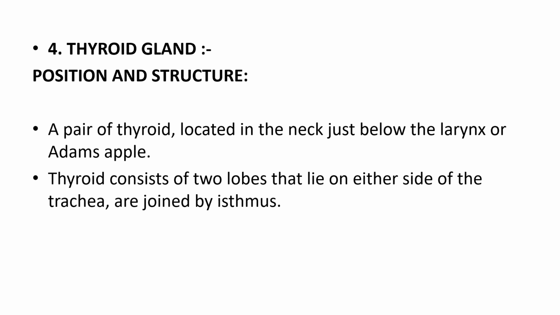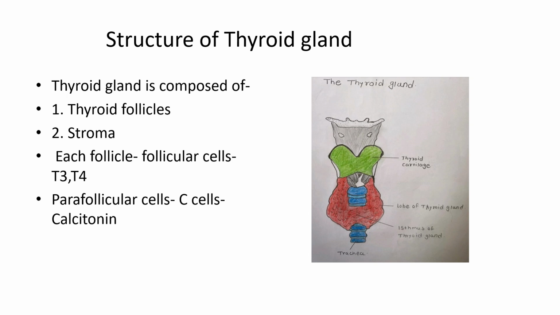The fourth gland is the thyroid gland. It is a pair of thyroid glands located in the neck just below the larynx or Adam's apple. It consists of two lobes lying on either side of the trachea, joined by the isthmus. The thyroid gland is composed of many thyroid follicles and the stroma.